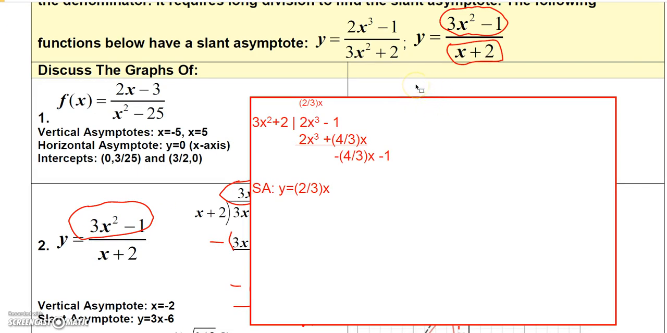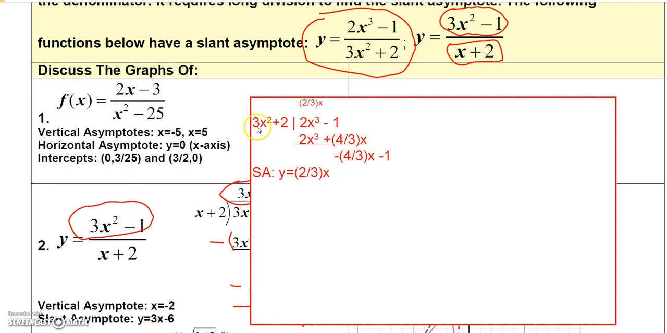I'll end this video by showing you one more example of finding the slant asymptote. You'll have to forgive my structure here. I tried to do it on the computer. But let's take a look at this function right here. Now, since the degree of this is 1 greater than the degree of this, then we know we're going to have a slant asymptote. So I'm going to divide 3x squared plus 2 into the numerator, 2x cubed minus 1.